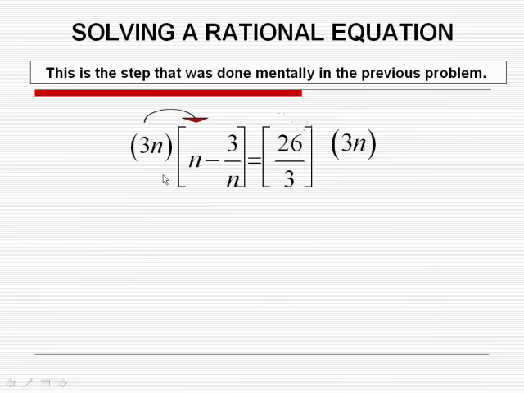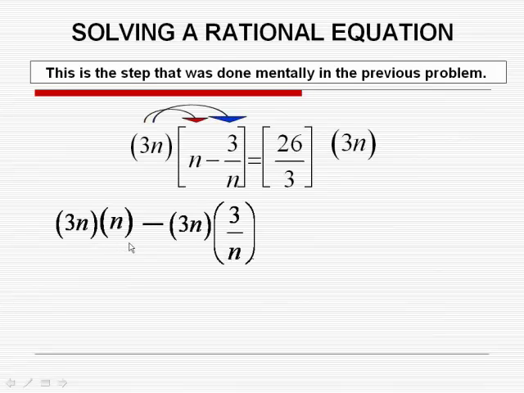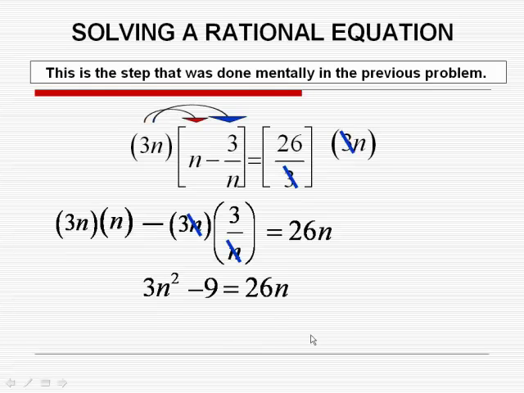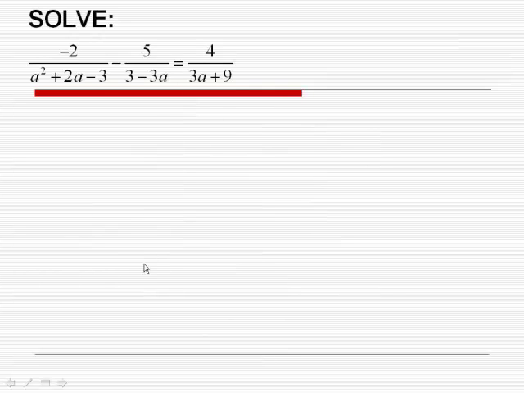Alright, this is what I did a while ago in my head. And so notice here, it shows the cancellation. This is where the 3n squared, that's where that came from, and that's what we had done mentally in the previous problem. Alright, let's get another one.